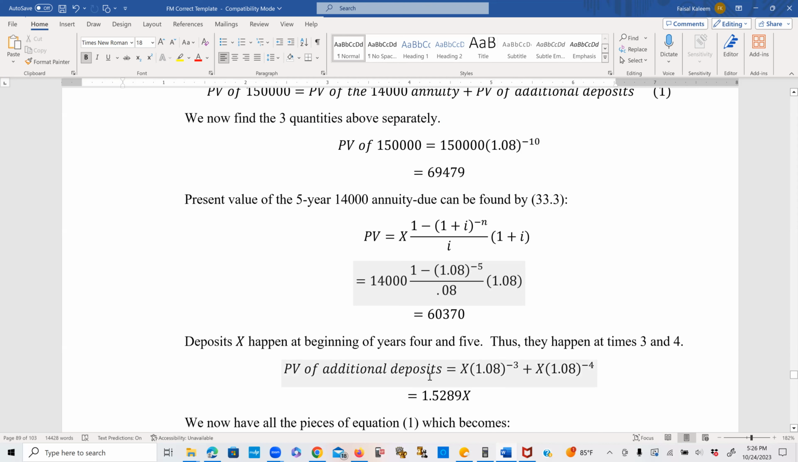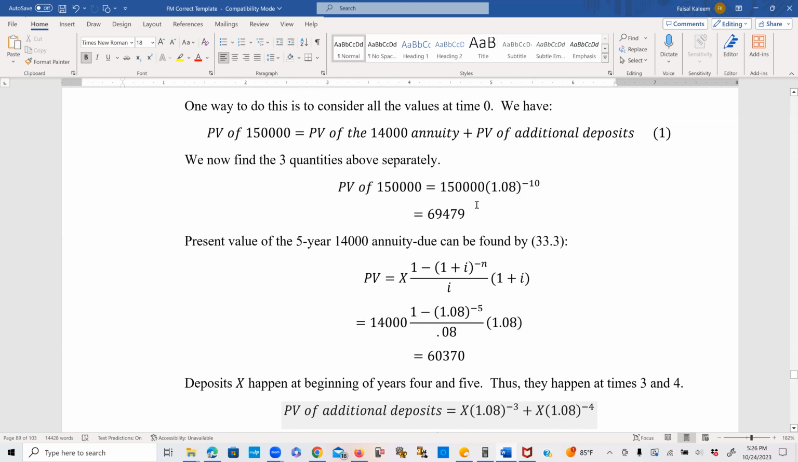So the present value of these additional deposits will be, they will be pulled back. The first one will be pulled back 3 years, the second one 4 years. So X times 1.08 to the negative 3 plus X times 1.08 to the negative 4, because each of these additional deposits was X. So this adds up to 1.5289X. And now all pieces of equation 1 are known.